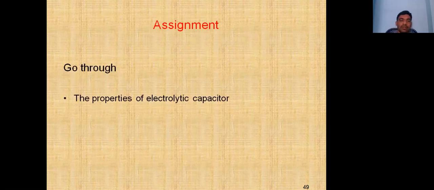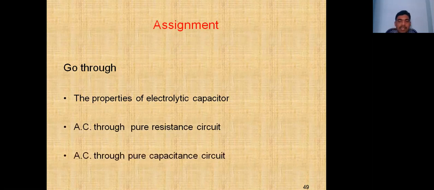Coming to the assignment, go through the properties of electrolytic capacitor, AC through pure resistance circuit, and AC through pure capacitance circuit.